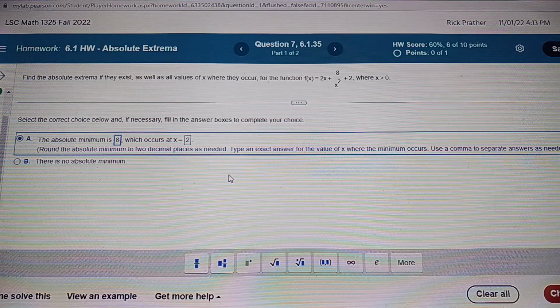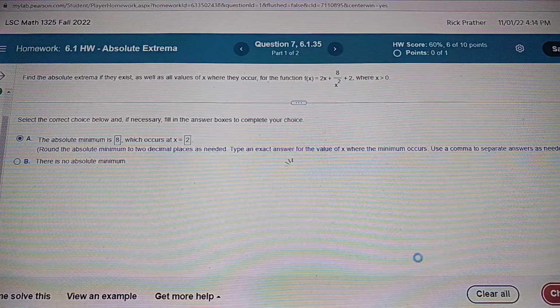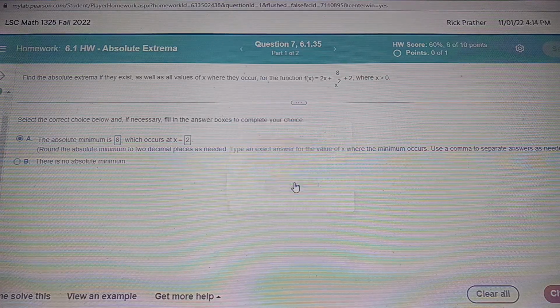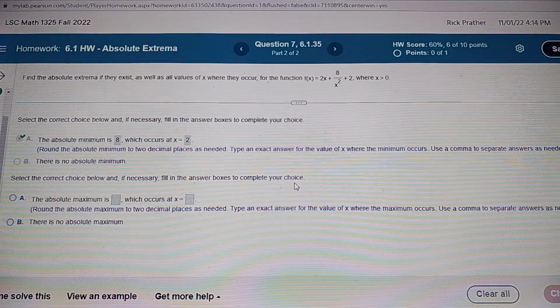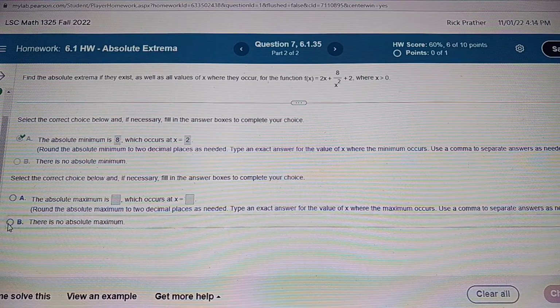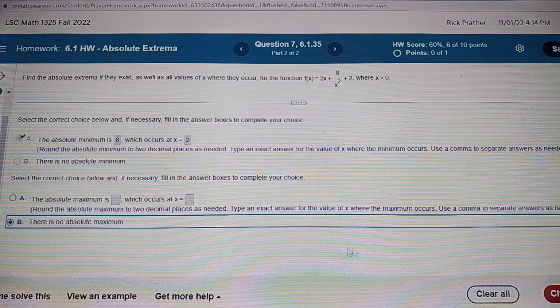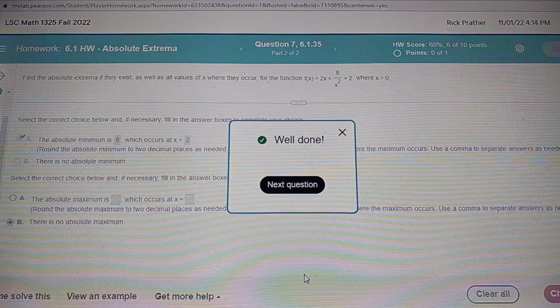And it could never be lower than that anywhere else, no matter what, from 0 to infinity. Now, there may or may not be an absolute maximum, but I can't tell from this. So I guess you just say no. I don't know if it guarantees there's no maximum, but apparently, okay. So no maximum.